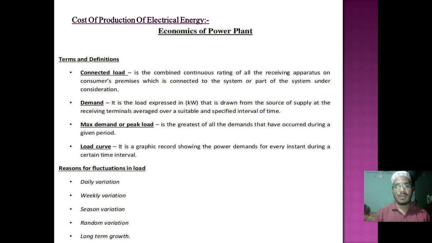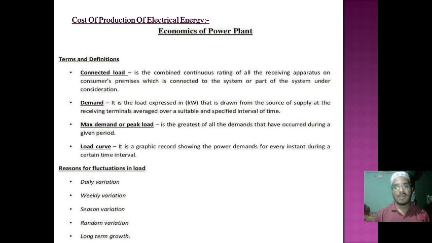Load curve. What is a load curve? The load curve shows the load variation in the form of a graph. If the load applied on the power plant increases, the curve rises. If the load decreases, the curve also decreases from the peak level point.